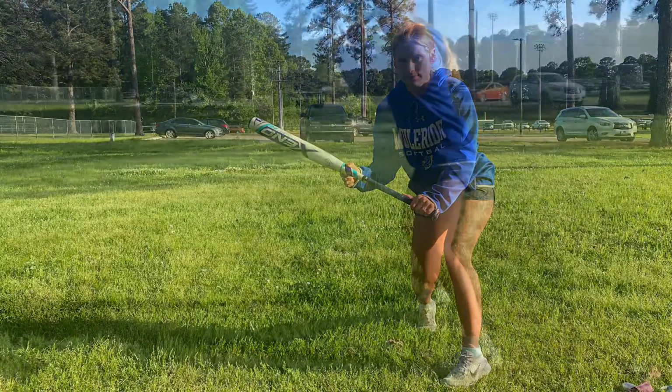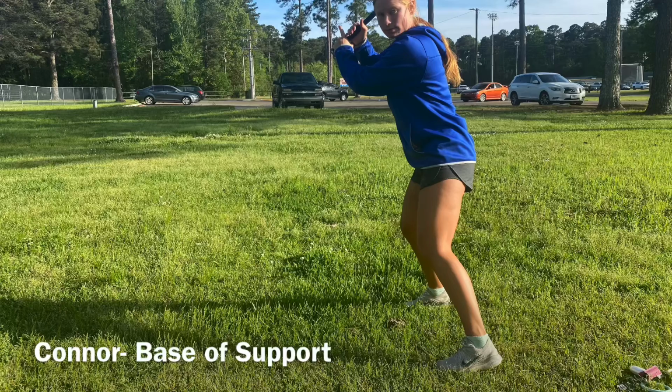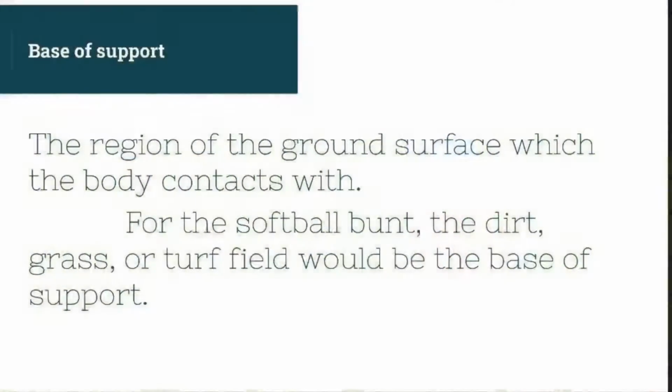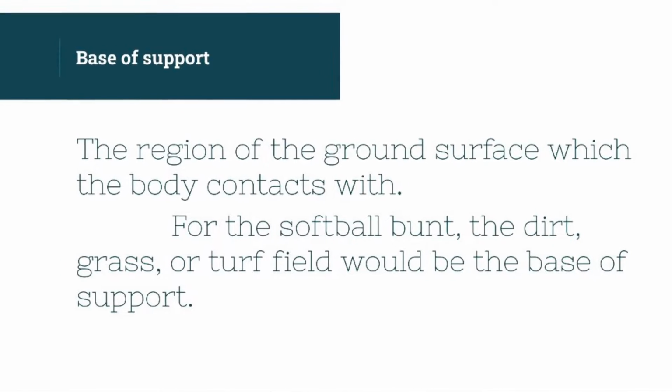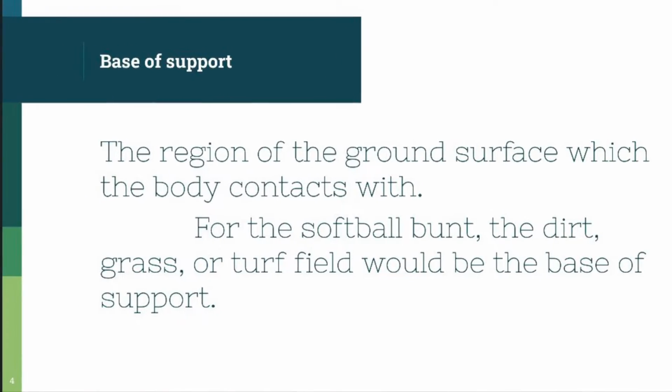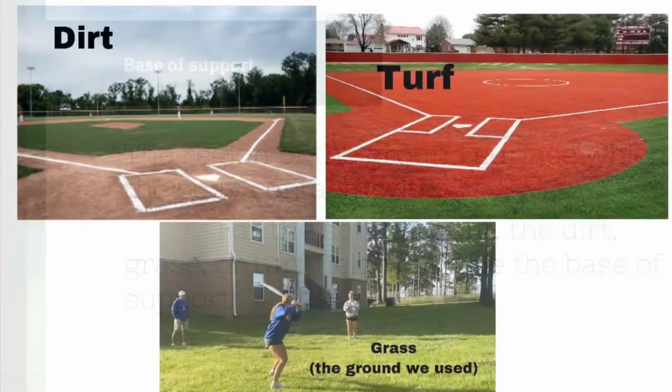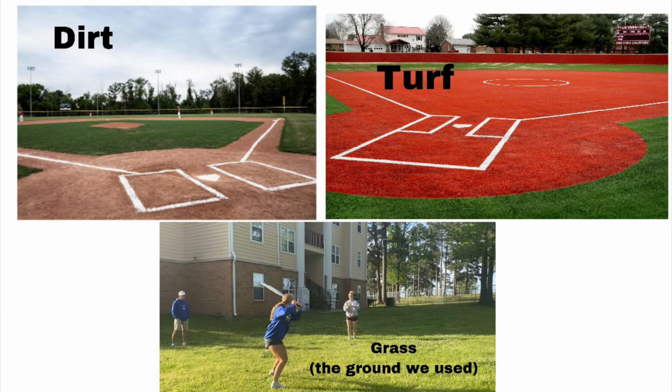So when looking at the stance in a bunting form, you're looking at the base of support. This is the region of ground surface which the body contacts with. With bunting, this would be the playing surface the player is playing on, which could be a dirt field or a turf field, and even if you're just out having fun, you can do it as in the video shown. We're on grass, so in our case, the base of support would be the grass that we're standing on.